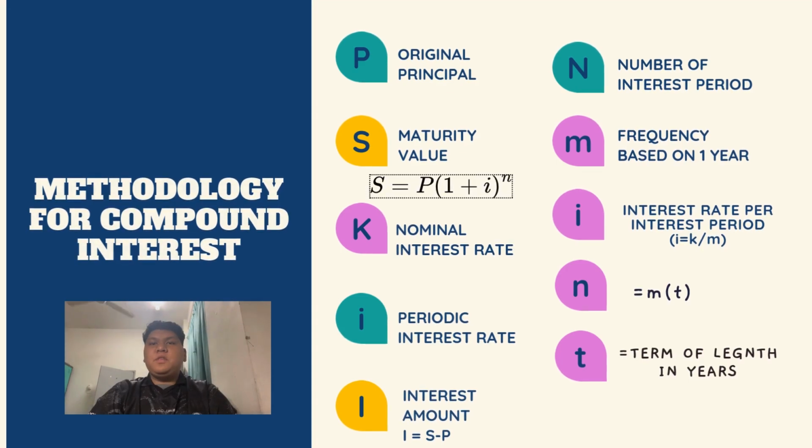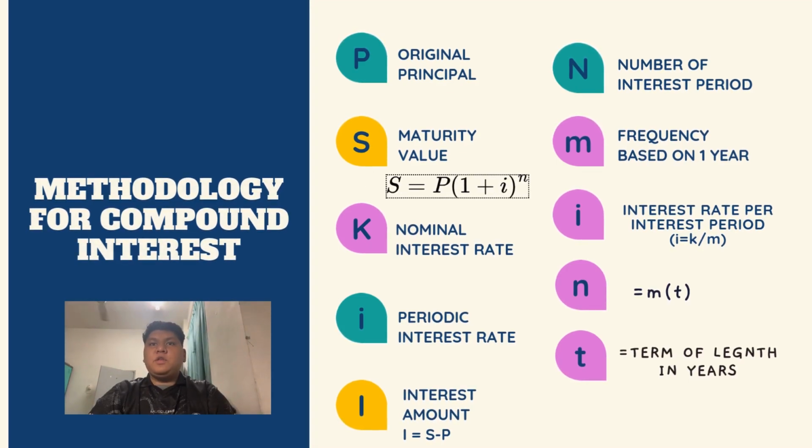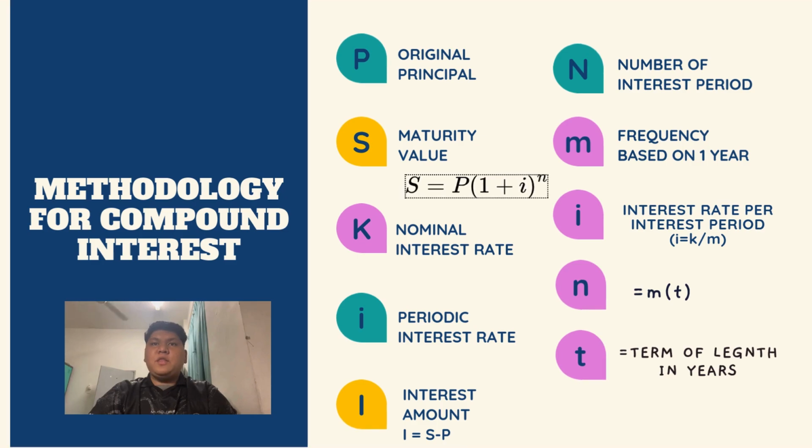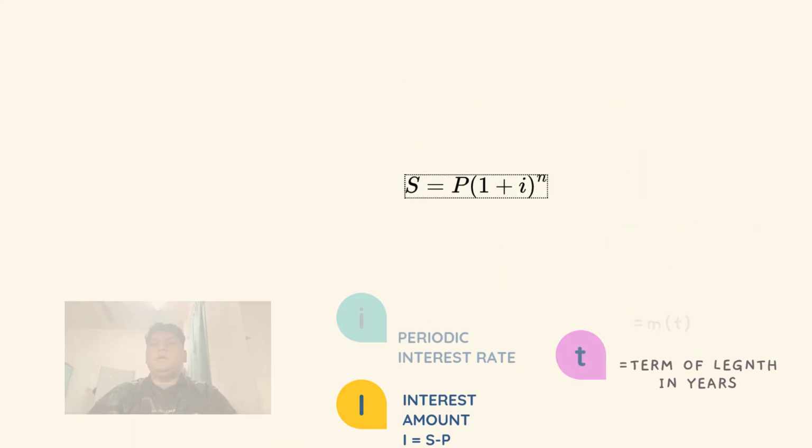P, original principal. S, maturity value. K, nominal interest rate. I, periodic interest rate. Capital I is interest amount. N, number of interest period. M, frequency based on 1 year. I, interest rate per interest period. I equals K per M. N equals M per T. T equals term of length in year.